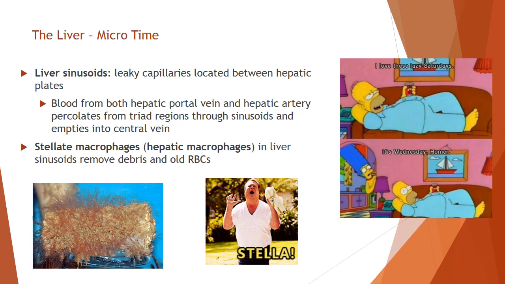Okay, so more with the liver. There are liver sinusoids, which are capillaries that leak, right? I guess a lot of capillaries leak, but these are ones found between these different hepatic plates. You have the hepatic portal vein and hepatic artery coming from the triads, and they go through the sinusoids and empty into the central vein. This blood leaks out and gets filtered through the surface of the liver cells, and they take in the oxygen, take in some nutrients, filter it out, make sure everything's good, and then dump it in the central vein where it'll leave the liver and go to the heart.